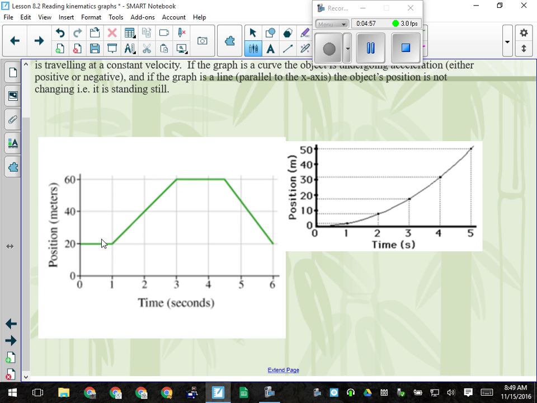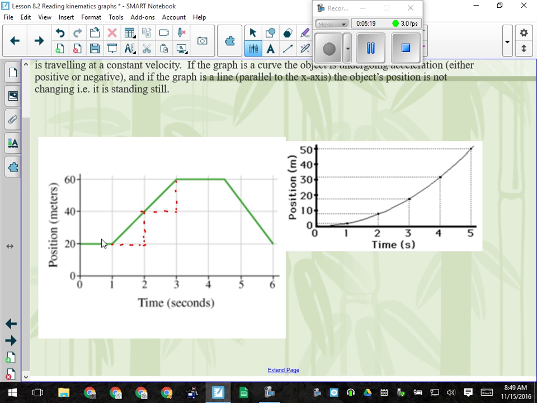If I look at this first square, how far did they go? 20 meters. How long did that take? 1 second. Same here? Yeah, okay. In both of those squares, they went the same distance in the same amount of time, which means they were going the same speed. They were going at a constant velocity in a forward direction.